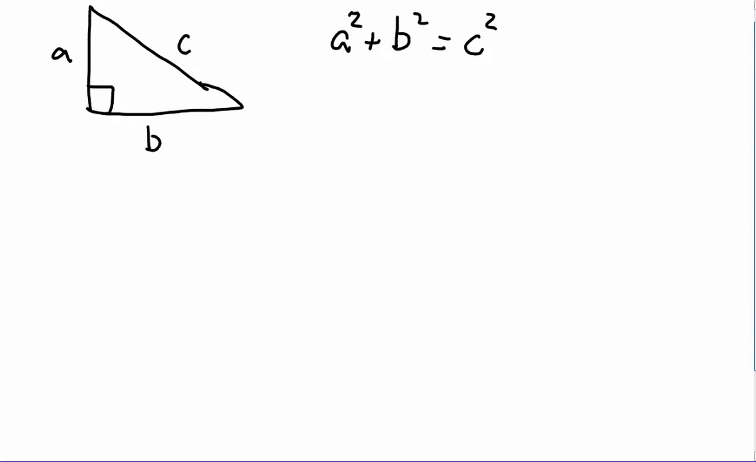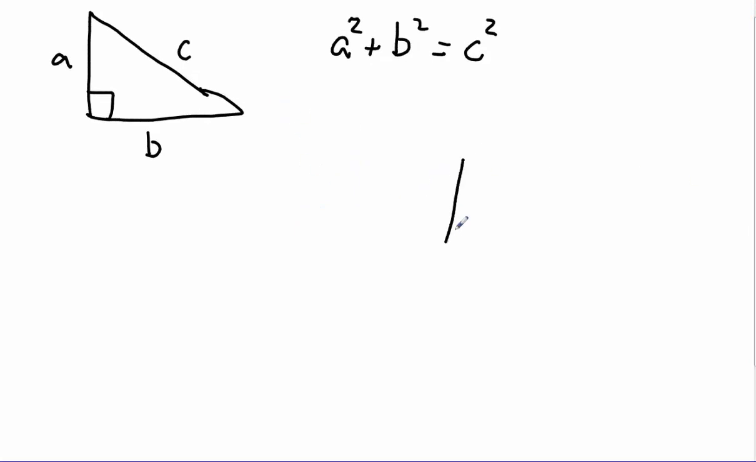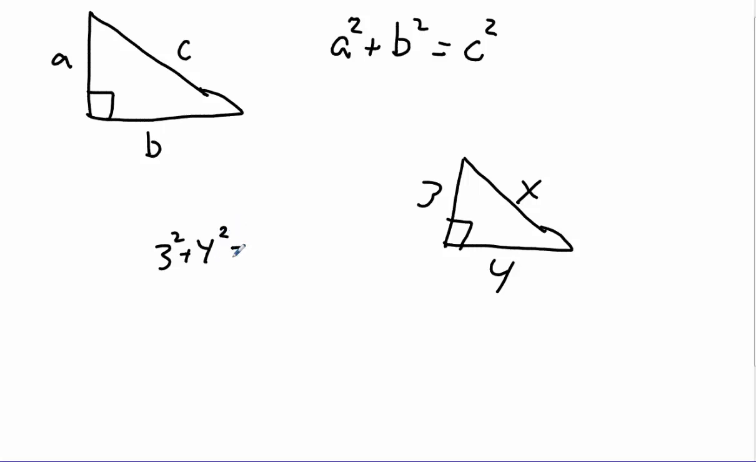Okay, let's say I have a triangle. Okay, and we have a leg of 3, we have a leg of 4, and we want to find x. The biggest thing you need to find out is which side of the triangle you are trying to solve for. Are you trying to find the leg or the hypotenuse? Since we're trying to find our hypotenuse, our equation is 3 squared plus 4 squared equals x squared.